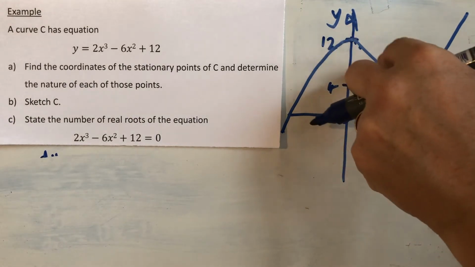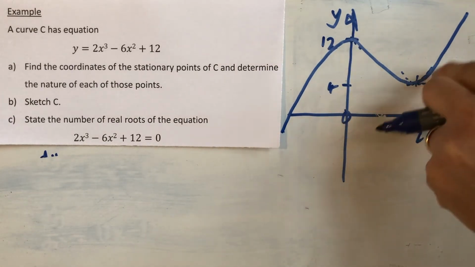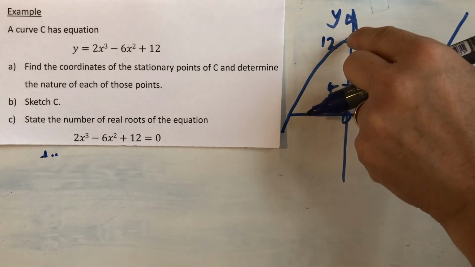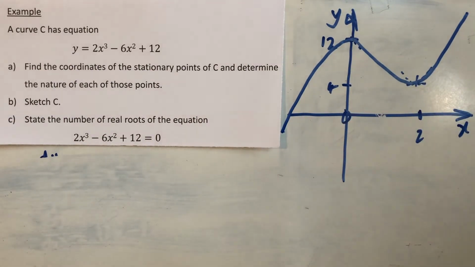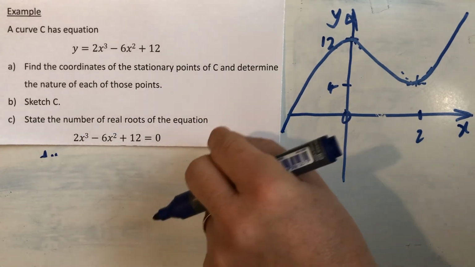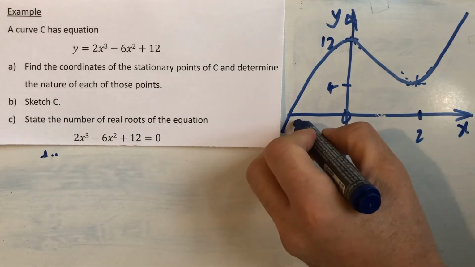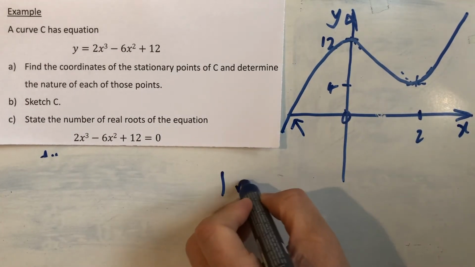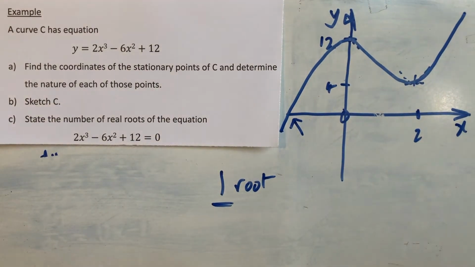That is actually called a local maximum, and that is called a local minimum, because clearly that's not the maximum value, it goes higher up here, and that's not the minimum because it does go lower here. But that's a sketch using those 2 coordinates that we found in part A. Now to answer part C, it says how many real roots are there for the equation equal to 0? Well, it's equal to 0 on that line, and you can see there's only 1 root. Question finished.